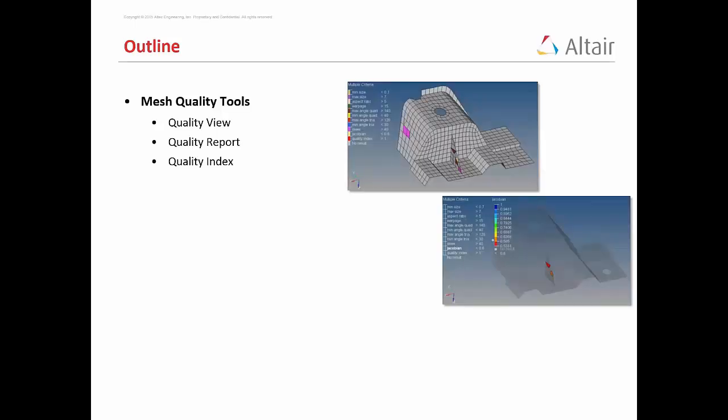First, I will show you some mesh quality tools for 2D meshes. Auto-meshing tools often produce very high quality meshes, but sometimes it requires some manual work. And in HyperMesh we have several tools which help you to do this.